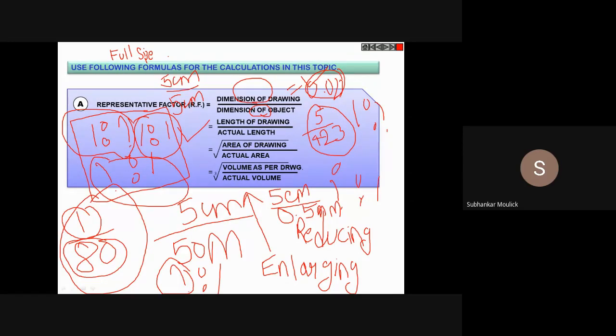You can do it in either enlarging scale or reducing scale, but in full size scale, you cannot change the dimension. If the distance from your home to your college is 50 kilometers, you have to draw that same 50 kilometers in your drawing sheet. Is it possible? No, it is not possible. So always remember, practically full size scale is not possible.